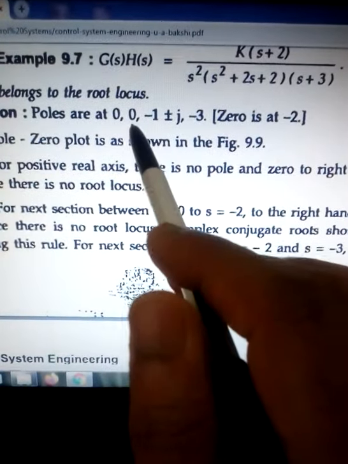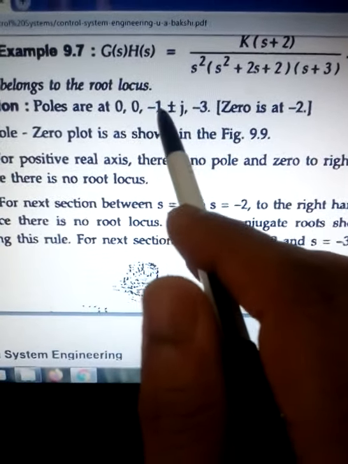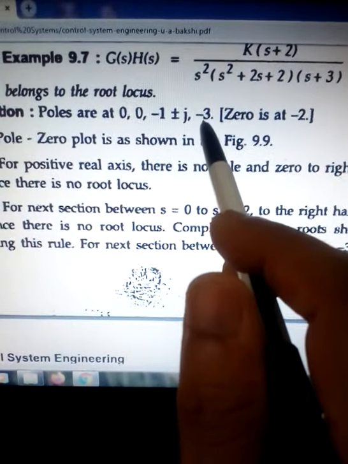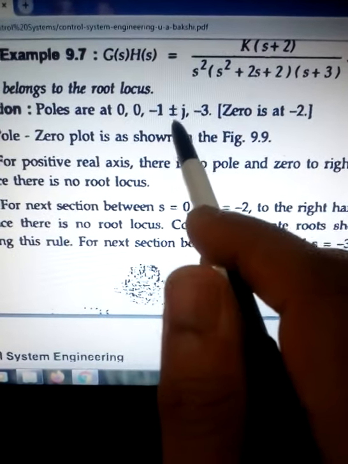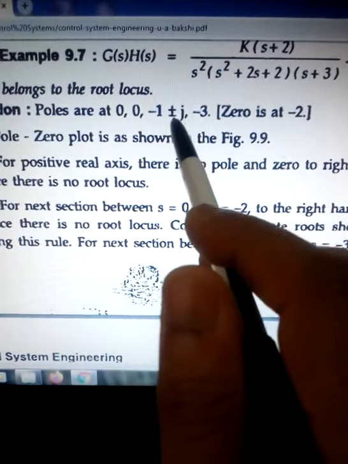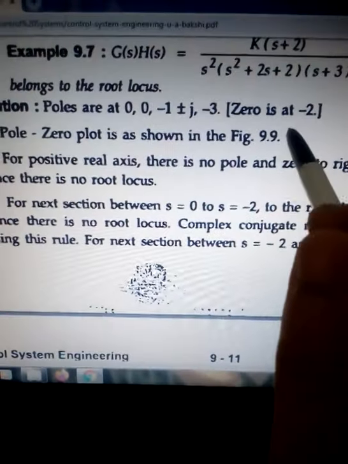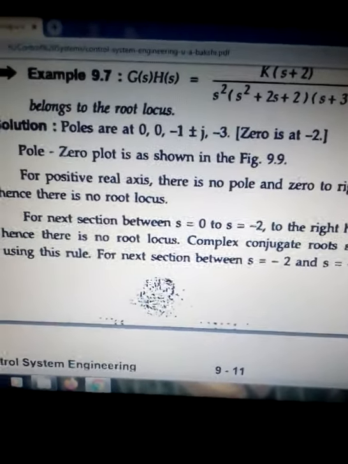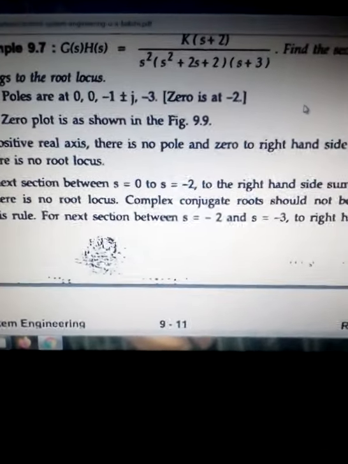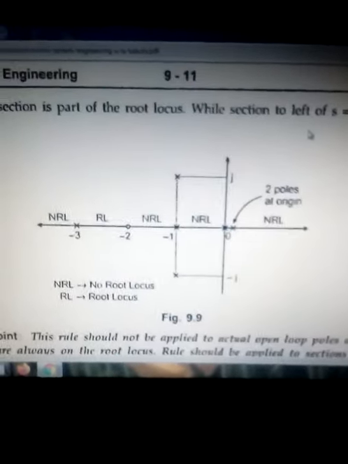So how many poles did I get here? 1, 2, 3, 4, 5 poles, because -1 plus j is one complex pole and -1 minus j is another complex pole. Then the zero I am getting is at s equal to -2. So next we need to check for the root locus.